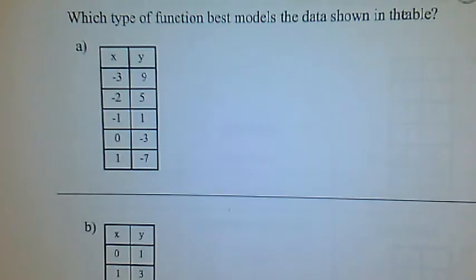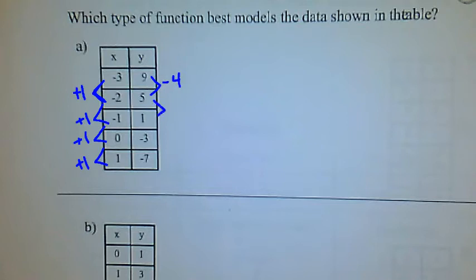So the next thing we're going to practice is how we can figure out the type of function that is modeled based on a table. There's a couple different things we can do for this. I'm going to show you two different ways. The first way is if we look right here. As x goes up, we are adding 1, adding 1, adding 1, adding 1. On this side, we are subtracting 4 each time.